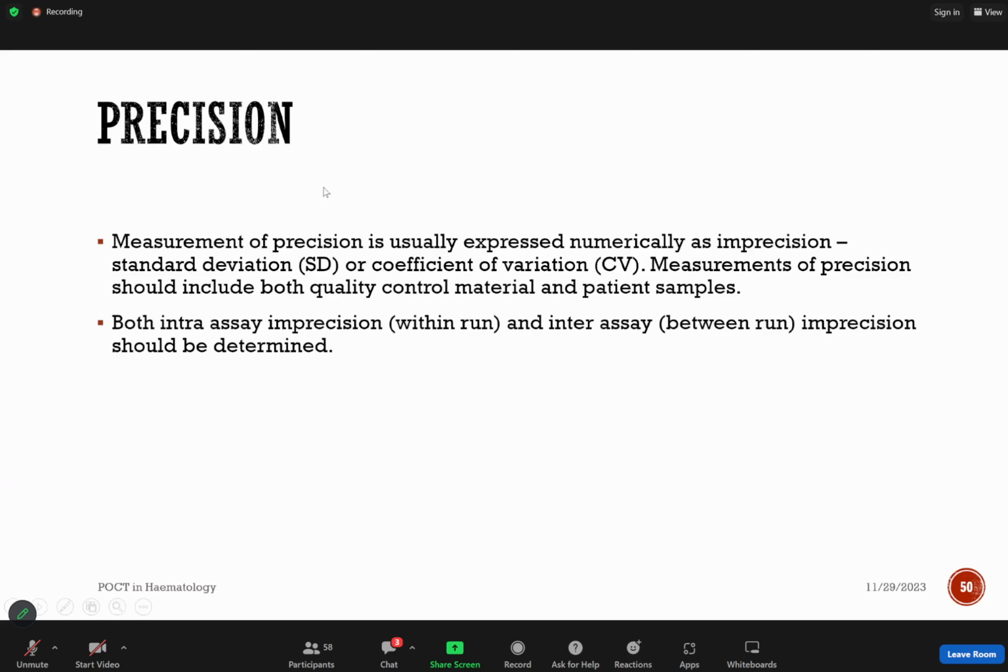Okay, we go through a little bit about the verification study. Precision. Measurement of precision is usually expressed numerically as imprecision, SD, standard deviation, or coefficient of variation, CV. Measurement of precision should include both quality control material and patient samples. This journal mentions patient samples as well, but in practice so far, as for PT-INR, I only do it using quality control materials. Both intra-assay imprecision (within run) and inter-assay imprecision (between run) should be determined.